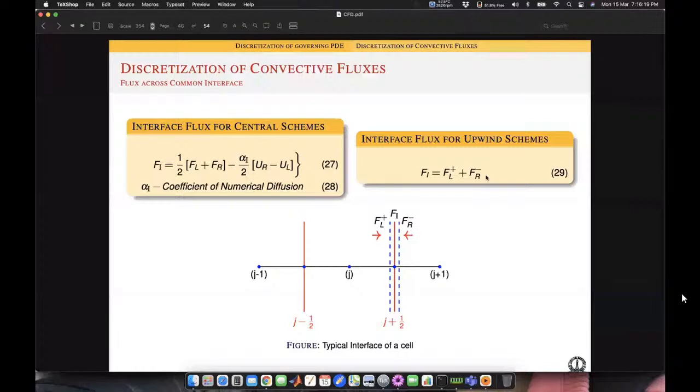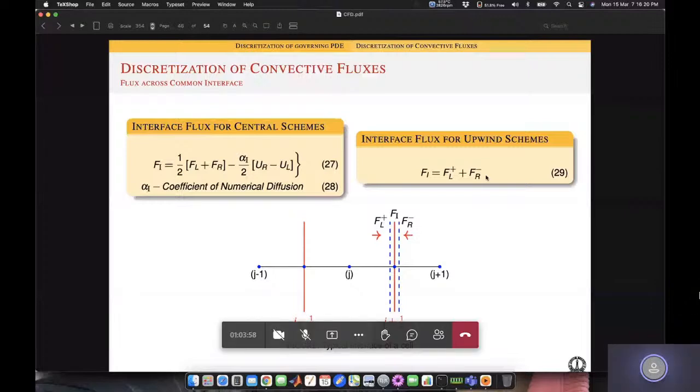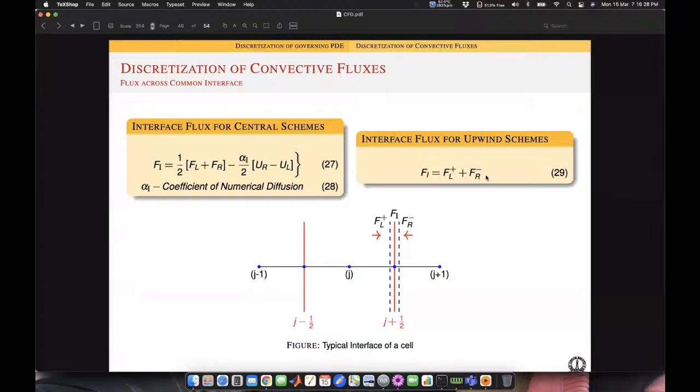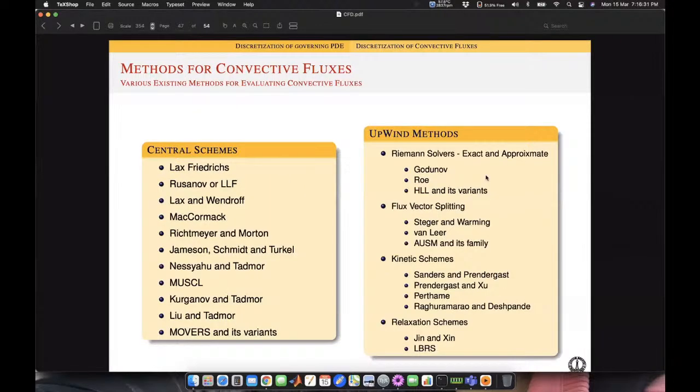But you can ask the question, how many kinds of numerical schemes are there? Is there any unique way of doing it? There is no unique way of doing it. I'll show you a list of schemes that are available for each of the problems. So you have the list of central schemes. This is only a partial list that I'm showing here for both the central schemes and upwinding schemes.